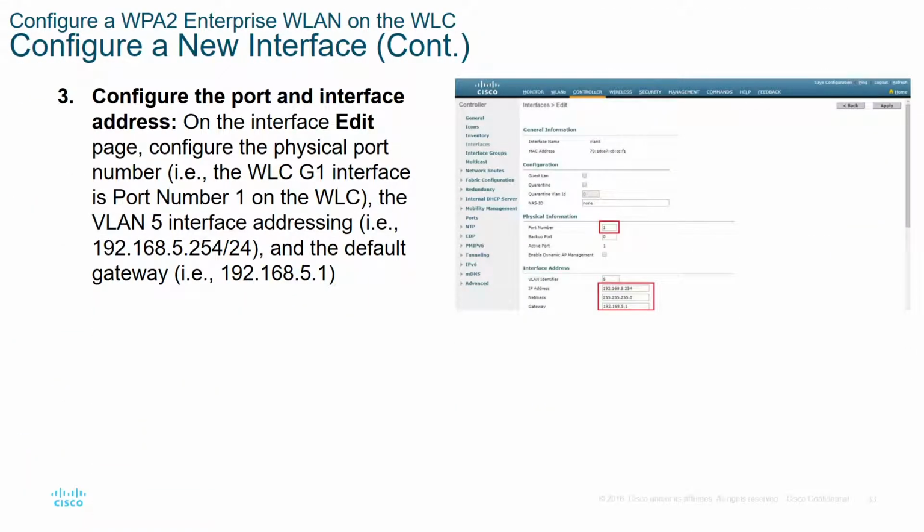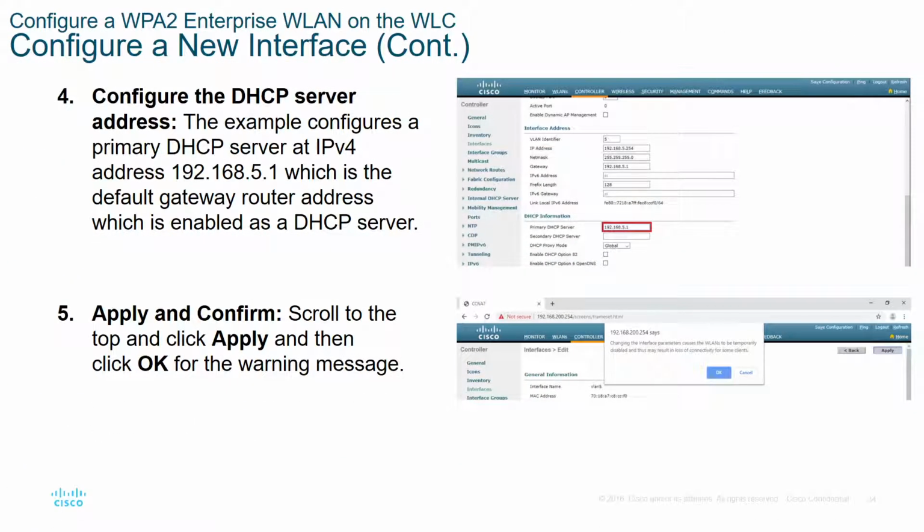Configuring the port and interface address. On the interface edit page, configure the physical port number, i.e. WLC G1 interface is port number 1 on the wireless LAN controller. Then configure the VLAN 5 interface addressing, i.e. 192.168.5.254/24, and the default gateway, i.e. 192.168.5.1.